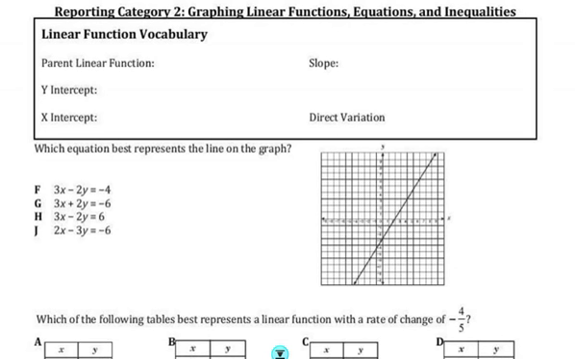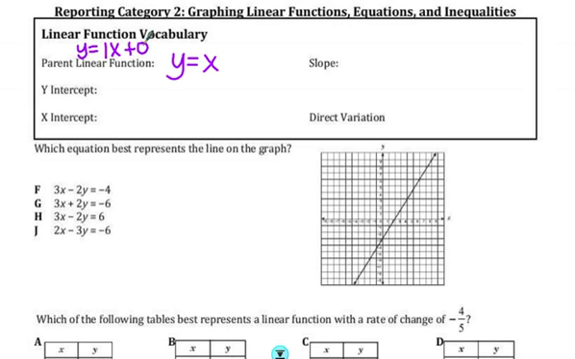What is the parent linear function? The parent linear function, our most basic linear function of them all, is y equals x. Sometimes I'll tell my students to write it like this: 1x plus 0. So you can see that our slope is 1, and then our y-intercept is 0. Alright, so we got that.